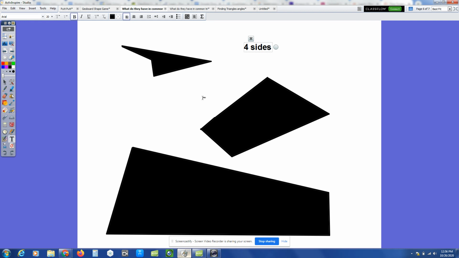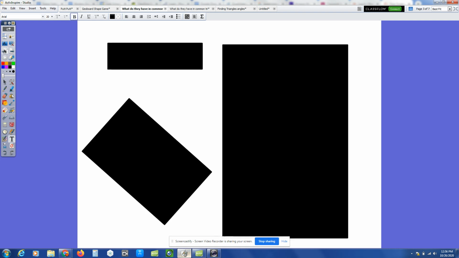Okay, now, a four-sided shape is called a quadrilateral. So any four-sided shape is a quadrilateral, no matter how long the sides are, no matter what the angles look like. Quadrilateral. Okay? All right, here are the next shapes I want you to look at.